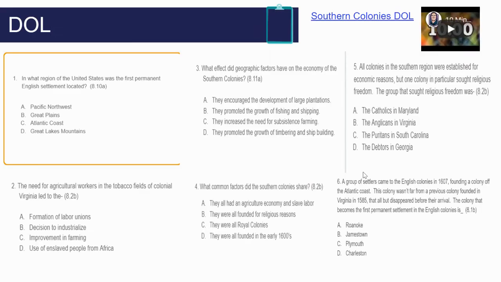Okay, so now the DOL. You have 10 minutes to complete the DOL. The DOL is loaded in All in Learning. And so the students will be able to click on the DOL. So you would give them the link or tell them to log into All in Learning. And then they would take the DOL in All in Learning.